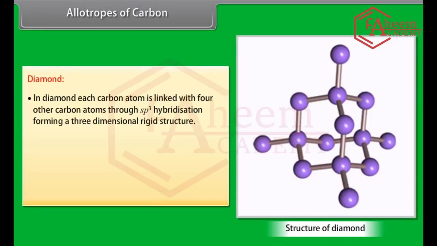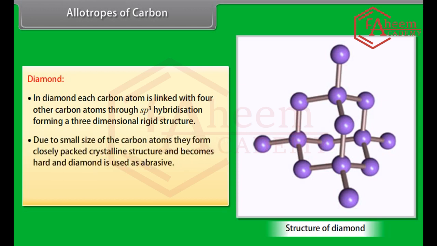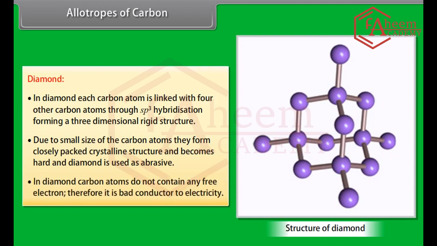Diamond. In diamond, each carbon atom is linked with four other carbon atoms through sp3 hybridization, forming three-dimensional rigid structure. Due to small size of the carbon atoms, they form closely packed crystalline structure and become hard, and diamond is used as abrasive. In diamond, carbon atoms do not contain any free electron. Therefore, it is a bad conductor of electricity.